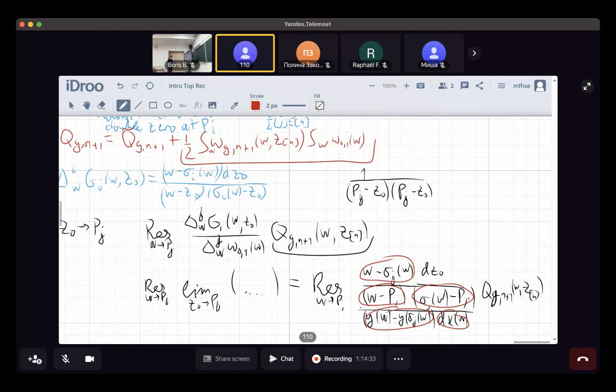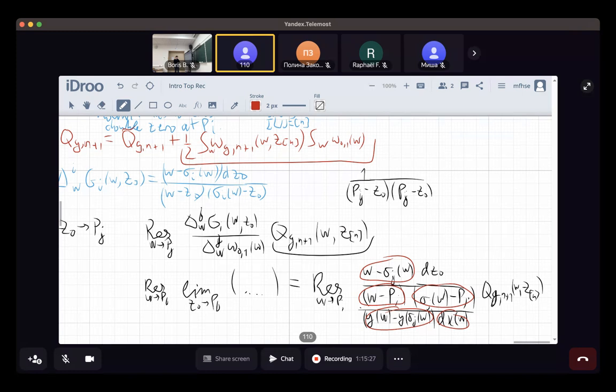Why 3? For the residue we need the zero order 2. Yes, for the residue we need the power minus 1 part to be zero. If this residue vanishes, this means that Q should have, exactly, the coefficient in front of W minus PJ squared, it should vanish, right? From this reason.